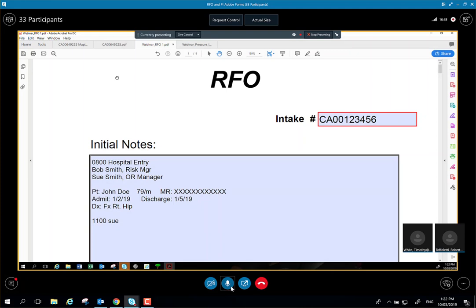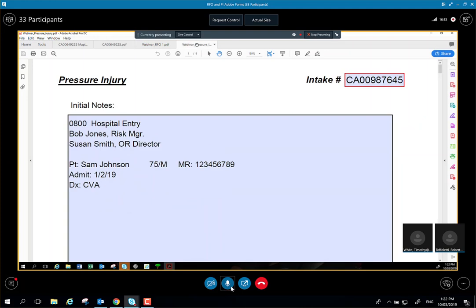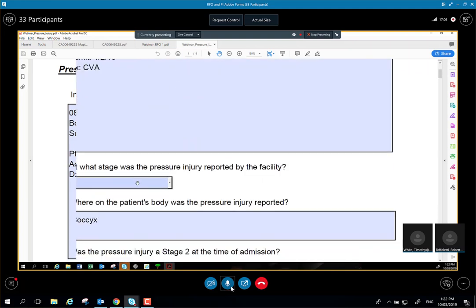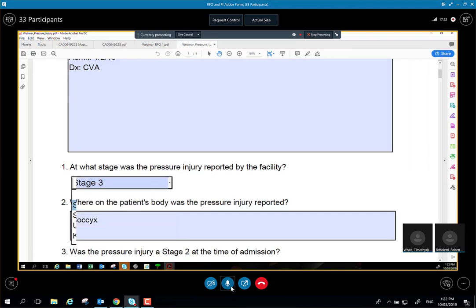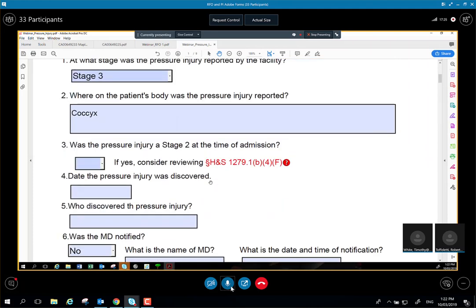Okay, so let's move on then to pressure ulcers. Again, pretty much the same format. We're talking about pressure injury rather than the RFO. Same kind of intake information, diagnosis. At what stage was the pressure ulcer reported by the facility? So our choices here are stage 3, stage 4, unstageable, or a Kennedy terminal ulcer, all of which are adverse events. Anything less than that is not. So let's just say stage 3 here. It was on the patient's coccyx.